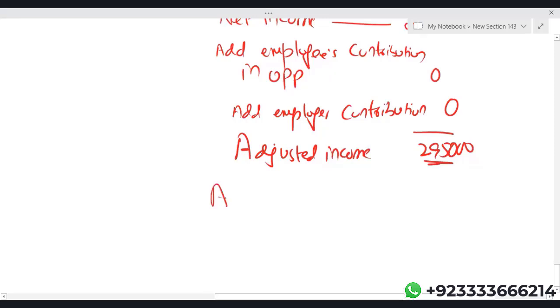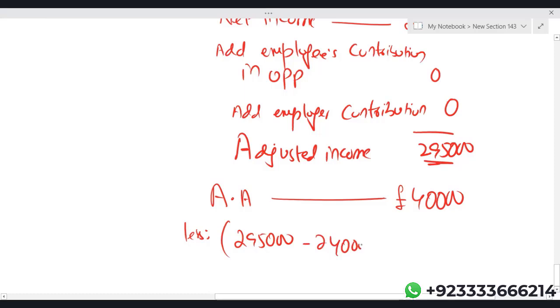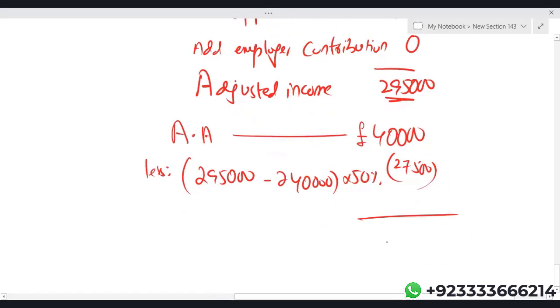Students, annual allowance for the current tax year is 40,000. It will reduce. Why will it reduce? Because adjusted income is more than 240. Less: 2,95,000 minus 2,40,000 and take 50% of that. So 295 minus 2,40,000, that is 55,000, and 50% is 27,500. So logically in the current year, this individual will not have the entire 40,000 annual allowance limit, will have only 12,500. I hope it is clear to everyone.